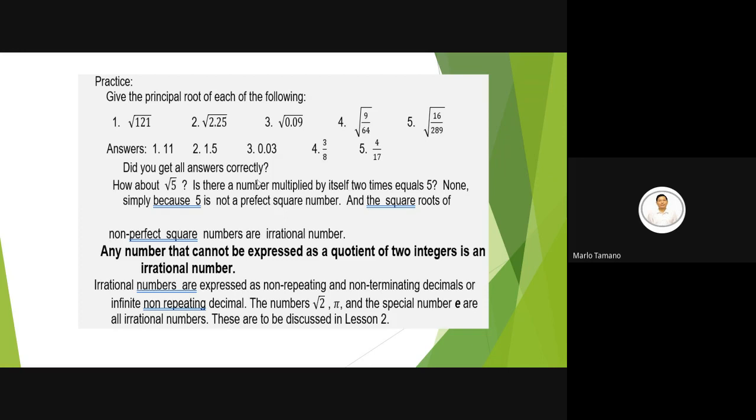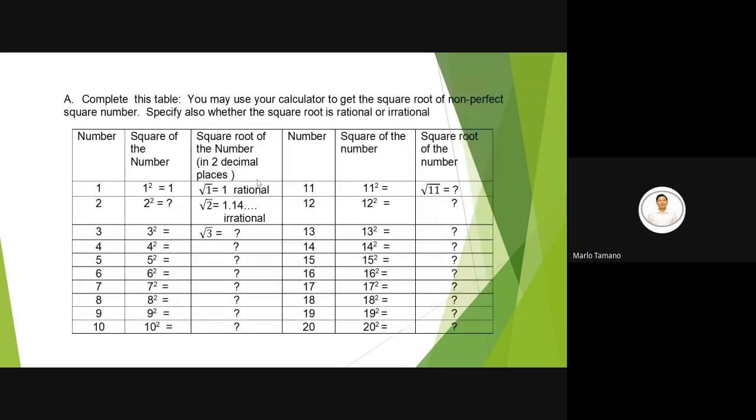Let us now proceed to lesson number 2. Now, complete this table. You may use your calculator. You can get your calculator if you have one there. Kung wala po, you can use your Android cellphone.